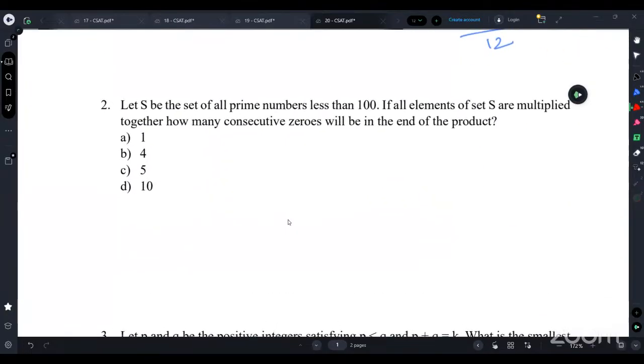See now, second question. Let S be the set of all prime numbers less than 100. Okay, so what will be the prime numbers, guys, less than 100? First prime number is 2. Second prime number is 3. Third prime number is 5, 7, 11, 13, 17, and so on. Okay, so let's say the last prime number is 97, right?